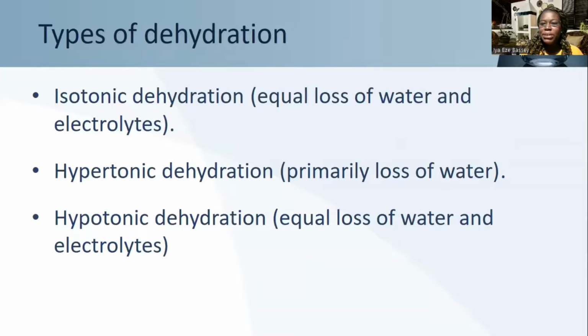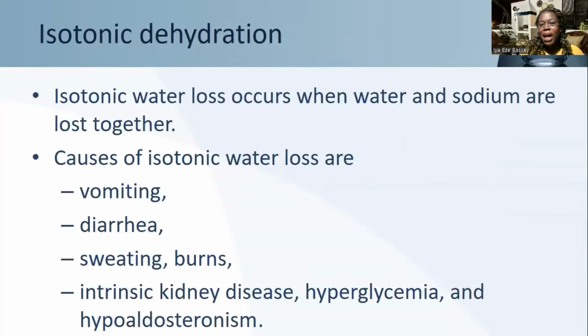So the different types of dehydration we have are isotonic dehydration, in which case you're losing equal amounts of water and electrolytes. Then you have hypertonic dehydration. In this case, you're losing pure water, just pure water, and then hypotonic dehydration. When you talk about isotonic water loss, you're losing both water and sodium.